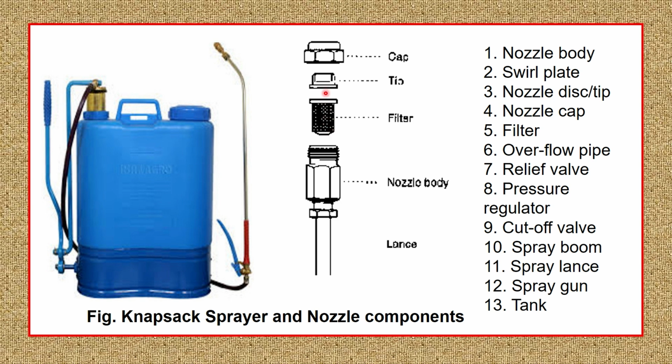The chemicals free from physical impurities will pass through the swivel plate, then into the nozzle disc or tip, then eject out of the nozzle. There will be an overflow pipe through which the excess chemical returns back into the tank whenever the pressure built inside the sprayer is very high. And a relief valve is provided to release the pressure. With the help of this relief valve, we can relieve the pressure, which will help to discharge the chemical.